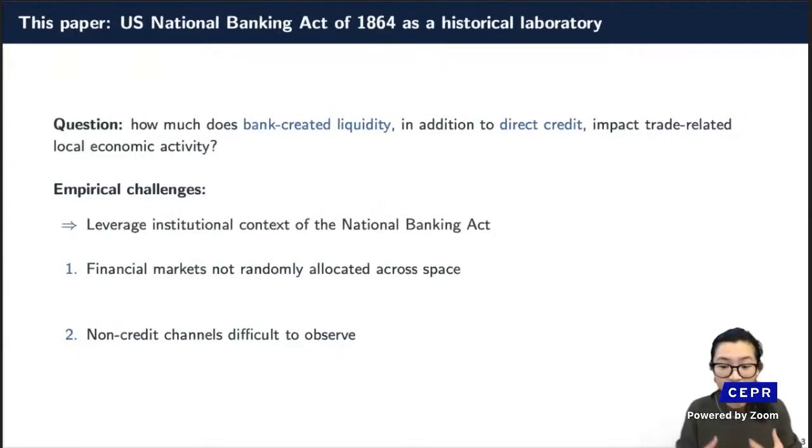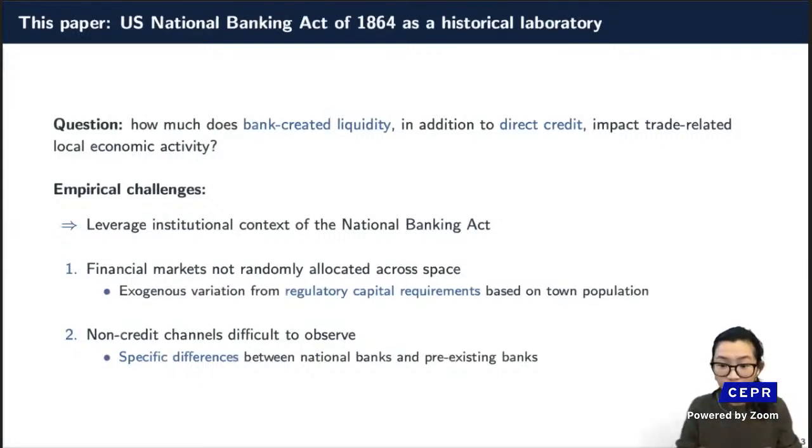So in order to try to get at both of these challenges, in this paper, we're going to leverage the institutional context of the National Banking Act itself, where the regulatory capital requirements for establishing a national bank is going to be the source of exogenous variation for a local economy gaining one of these banks. And the specific institutional differences between national banks and the types of banks that existed beforehand is going to bring out the different types of non-credit channels that usually we aren't able to observe very well.